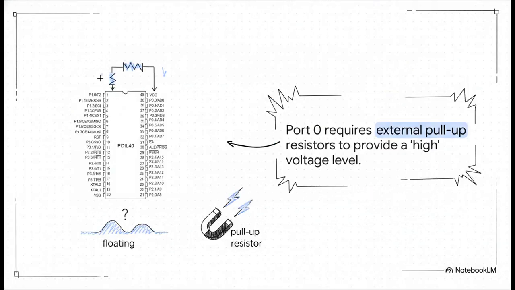So if it just lets go, how do you ever get a high signal? Well, it needs a little help from the outside. You have to connect what are called external pull-up resistors. You can see them right here. Now, when port 0 lets go of the line, these resistors are there to gently pull the voltage level up to a high. Without them, that pin would just be floating in limbo, and that's no good for anyone.